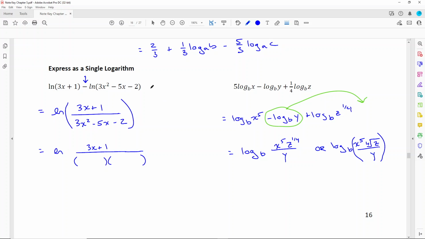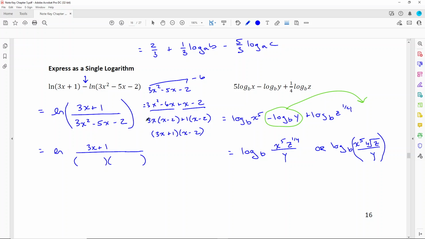Well, I have 2 choices. I can do the AC method. I can go 3x squared minus 5x minus 2. I'm looking for 2 numbers that multiply to give you negative 6 and add to give you negative 5. So 3x squared minus 6x plus x minus 2. Then I can factor by grouping. So I'm going to take out a 3x to be left with x minus 2. Don't have to factor anything out of there, so I'm going to take a plus 1 to be left with x minus 2. And my 2 brackets are 3x plus 1 and x minus 2. All right, and that's what I'm going to put in here.